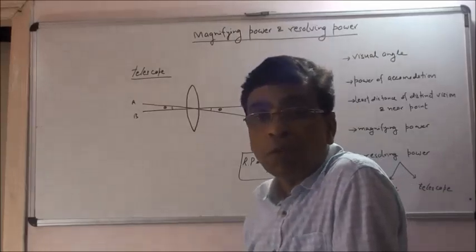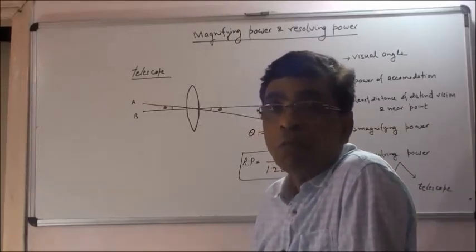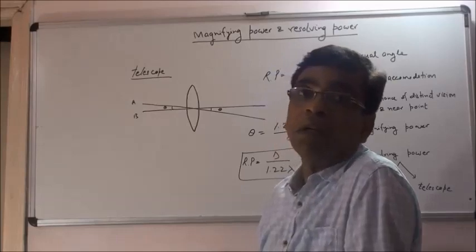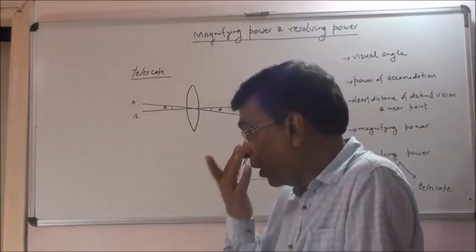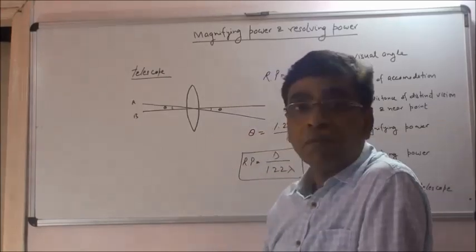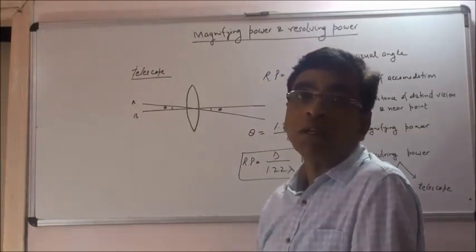And for a microscope, resolving power was 2 mu sine theta by lambda. Lambda is the wavelength of light and mu is the refractive index of the medium between the objects and the objective, and theta was half of the cone angle.